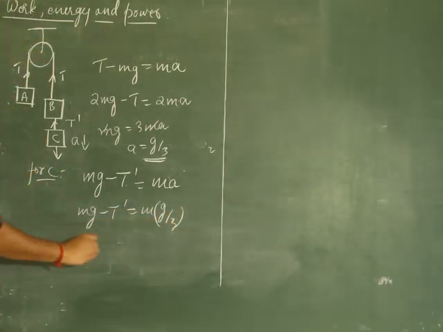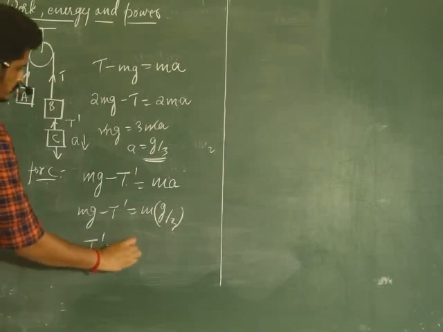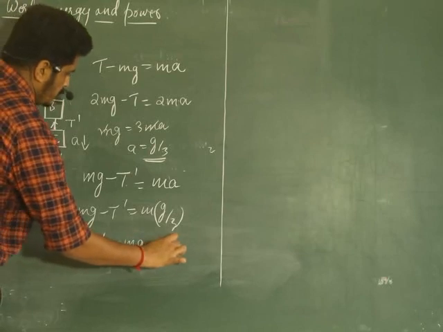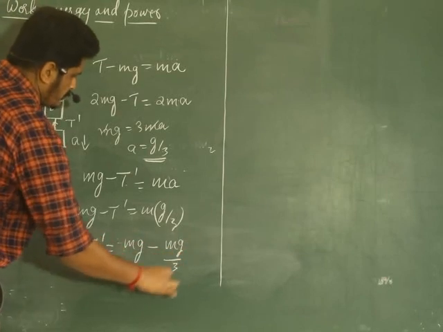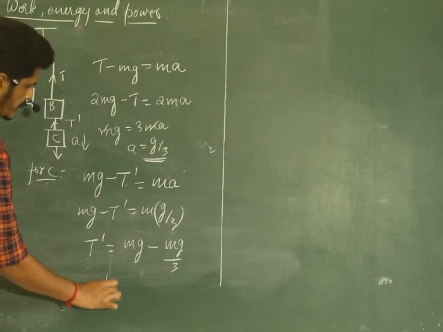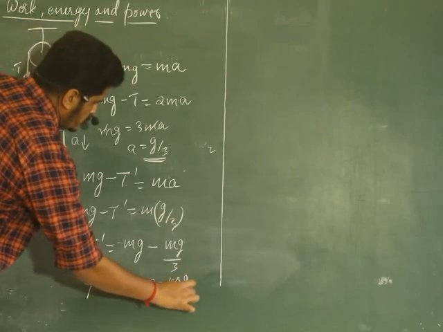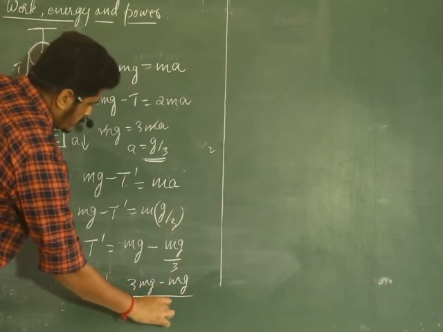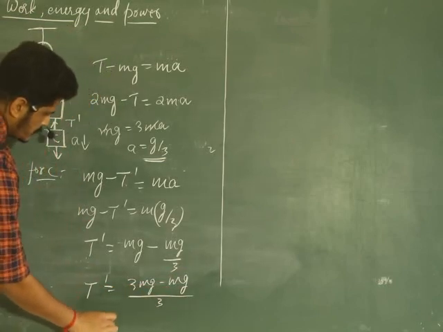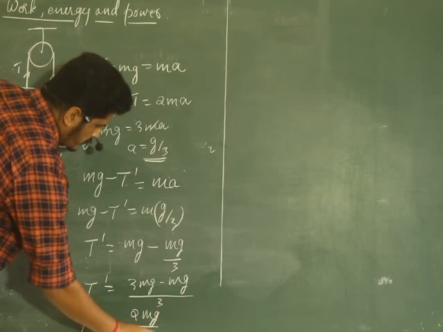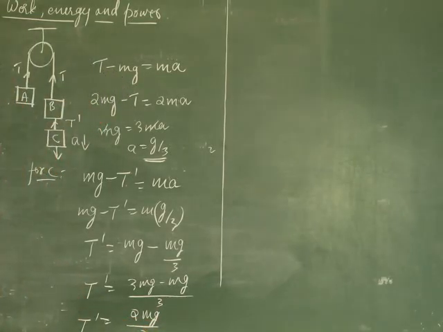So I will take T dash equal to what? T dash equal to mg minus mg by 3. So T dash equal to (3 mg minus mg) divided by 3. So T dash equal to 2 mg by 3. So T dash equal to 2 mg by 3 I will get.